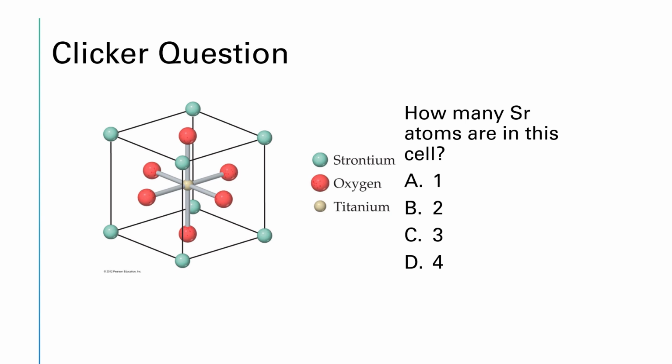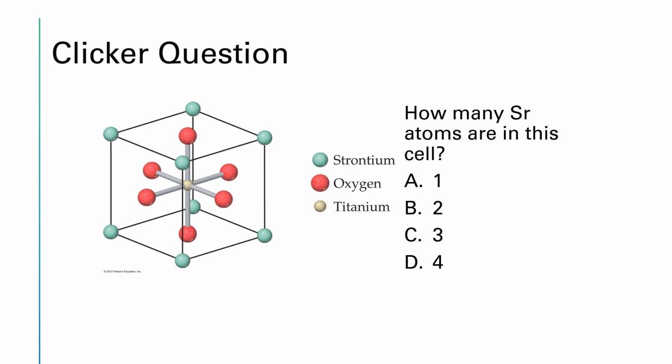All right, so here's another example. We've got strontium, oxygen, and titanium in this unit cell. I want you to take a moment and see if you can figure out the strontium atoms, the titanium atoms, and the oxygen atoms, and then how would we write the unit cell. So go ahead and pause the video and take a moment to figure that out.